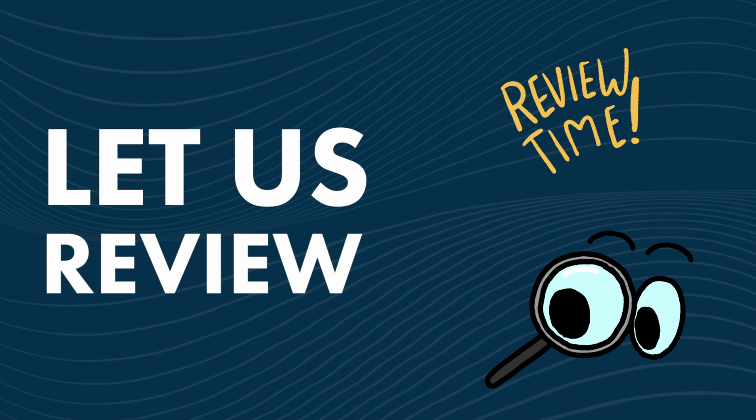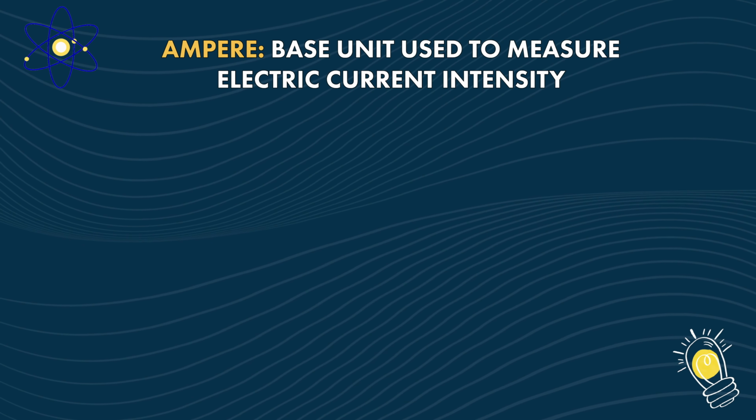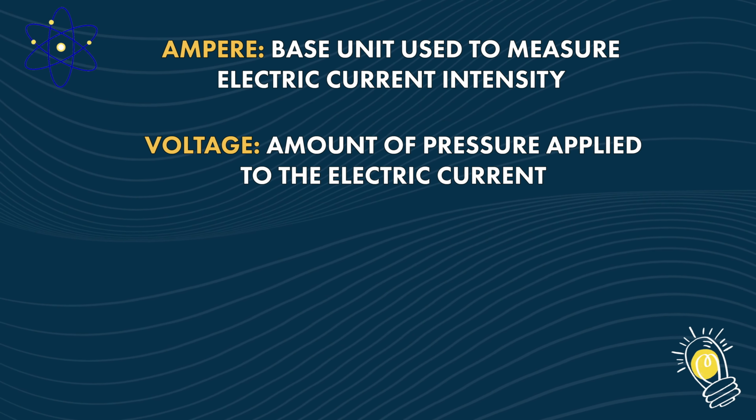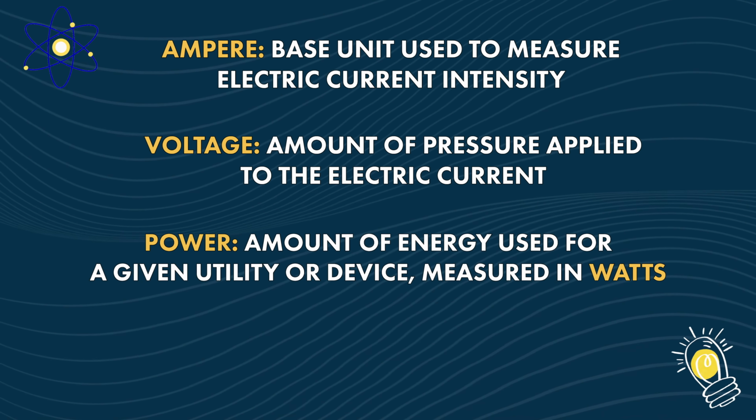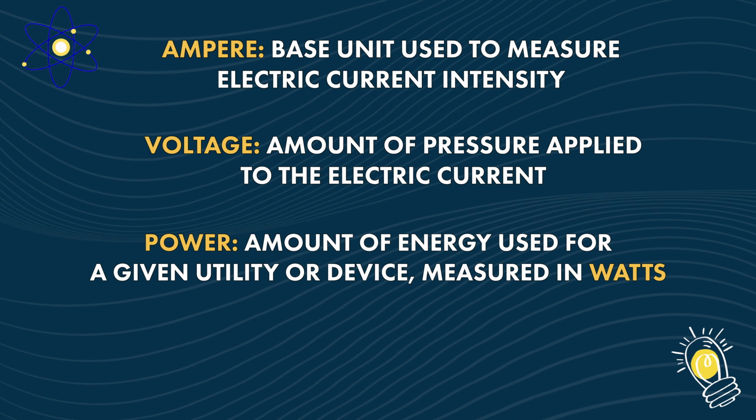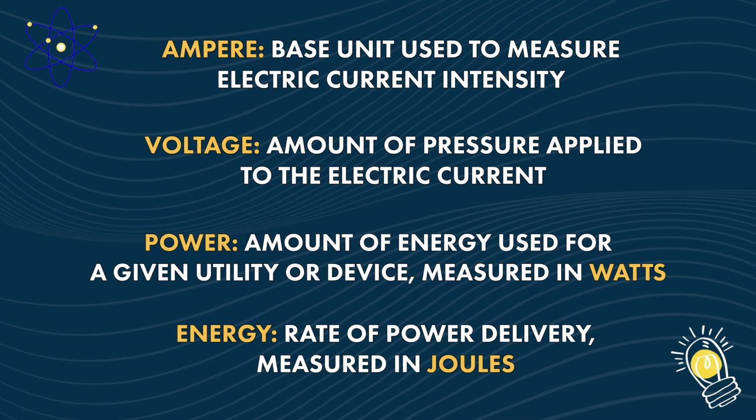Let us review. An ampere is a base unit used to measure electric current intensity, but voltage is the amount of pressure applied to the current. Power is the amount of energy used for a given utility measured in watts, whereas energy is the rate of power delivery measured in joules.